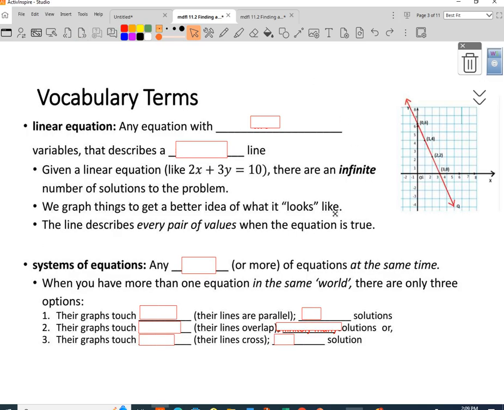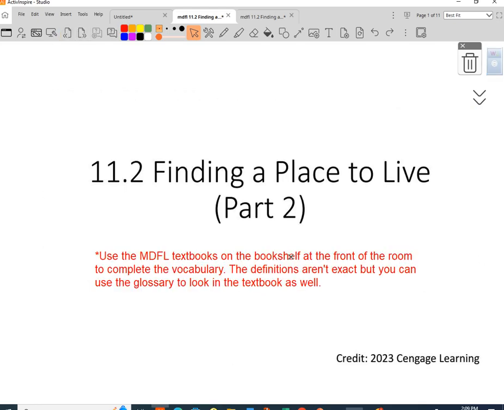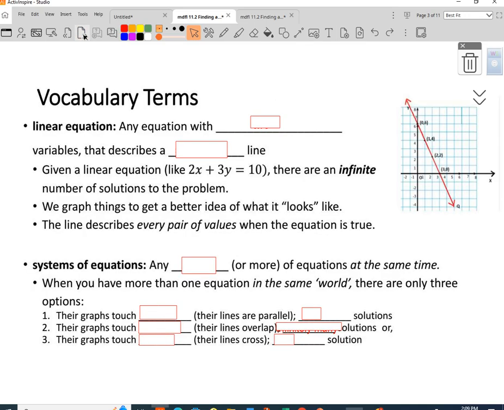Today we're going to be solving some word problems involving linear equations and systems of equations, and the word problems, as you might imagine, are going to be focused on moving costs, things related to finding a place to live, moving into a place. So it said you're going to have to look up vocab, but I'm going to give you this vocab.